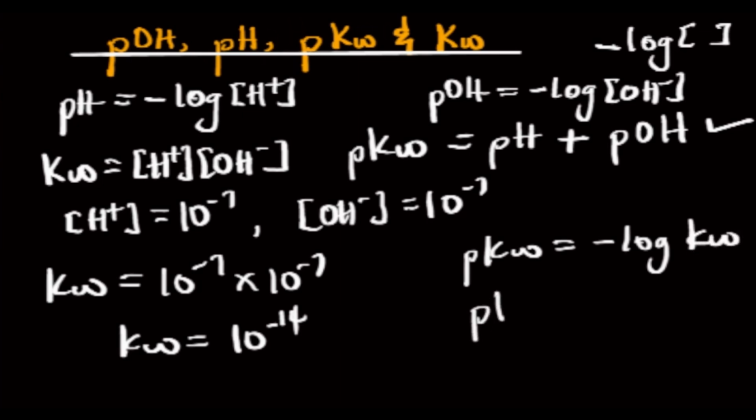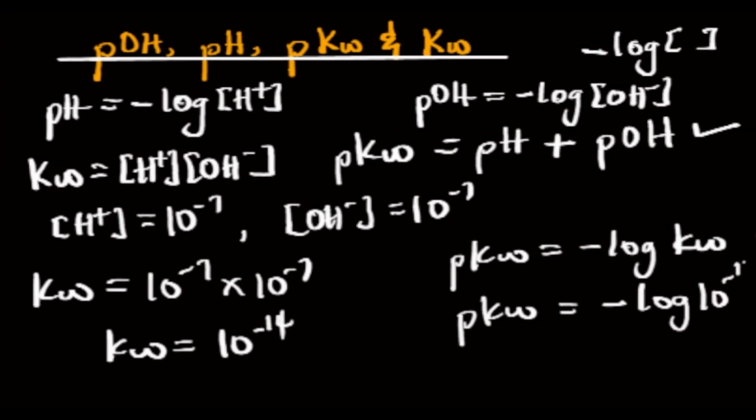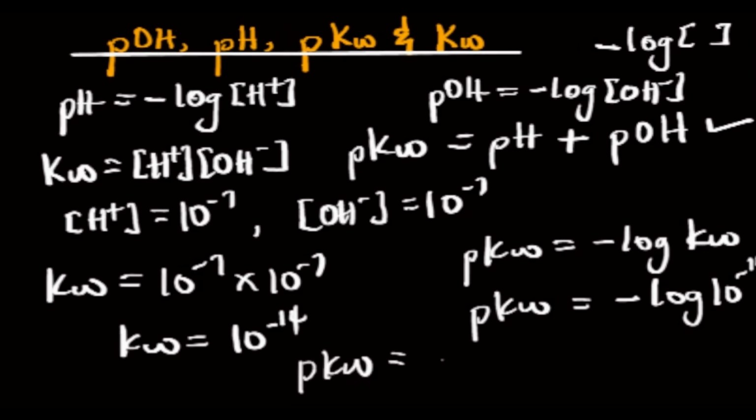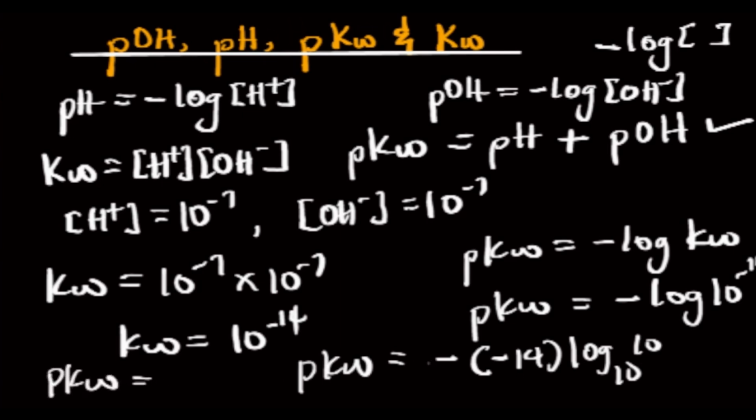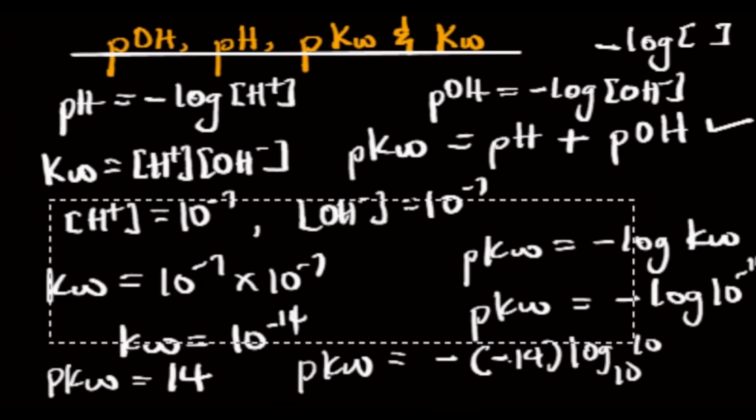From there, pKw equals the negative logarithm of 10 raised to the power minus 14. If I apply the logarithm identity, I'm going to have pKw equal to minus, in brackets, 14 times log 10 base 10. This log 10 base 10 is actually 1. So the final thing I'm going to have is pKw equals negative multiplied by negative, which is 14. So pKw is 14.